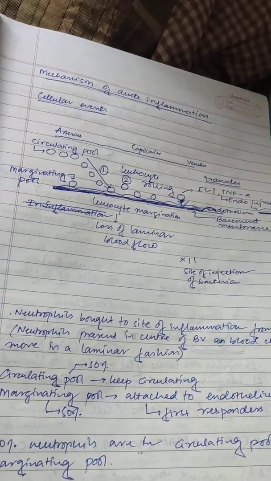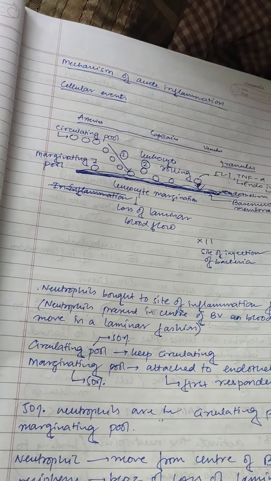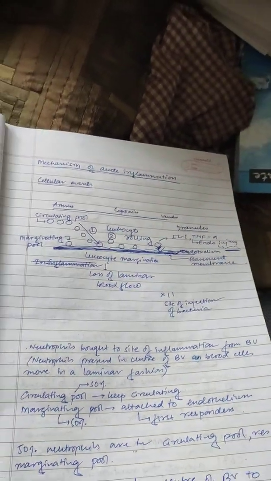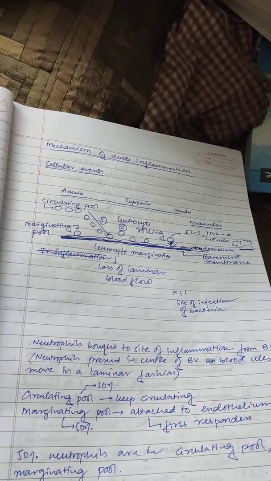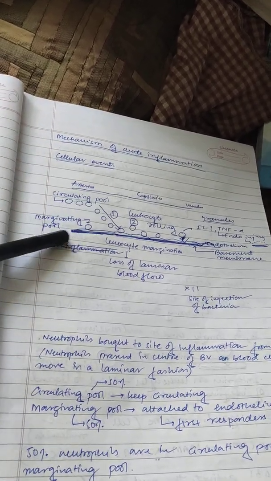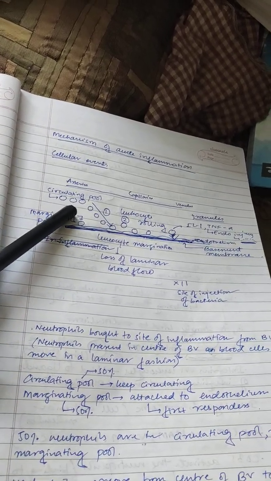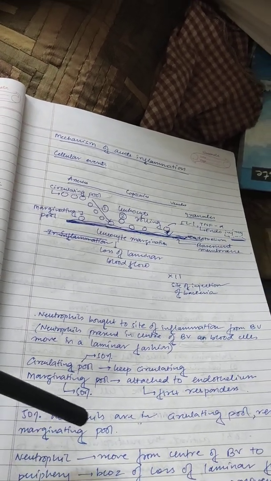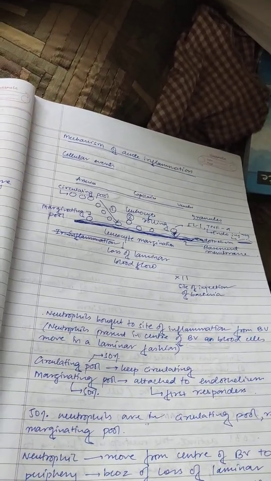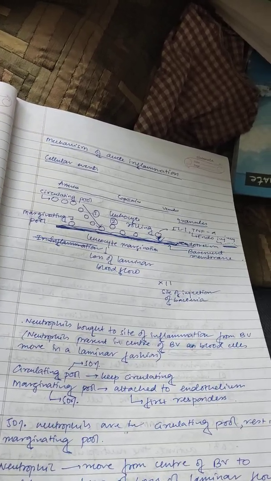There are basically two types of pools. First is the circulating pool, and the other is the marginating pool. The circulating pool keeps on circulating, and the marginating pool, as you can see here, is attached to the endothelium. 50% of the neutrophils are in the circulating pool and 50% are in the marginating pool.